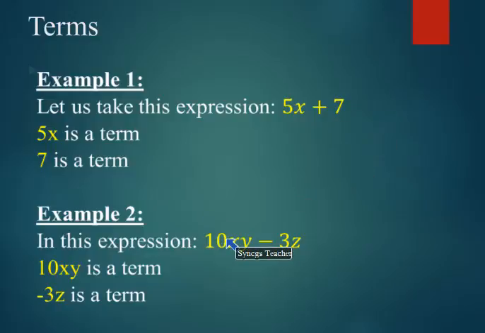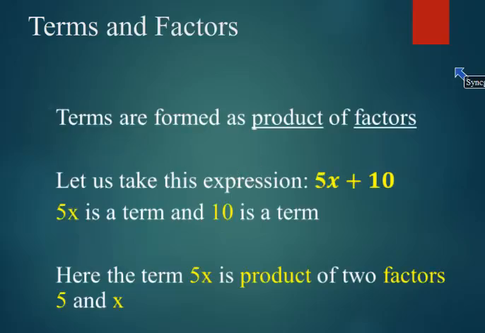There is another example, 10xy minus 3z. Here also the expression is made up of two terms, 10xy and minus 3z. You now understood what term means. But terms themselves are made up of product of factors. Let us take the simple example 5x plus 10. Here the term 5x is a product of two factors 5 and x.